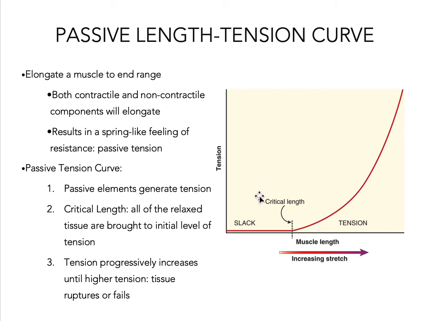At some point, we reach a critical length when all of the relaxed tissues are brought to initial level of tension. So it's slightly past neutral position in your wrist. And finally, as you keep going into an extended position of the wrist, tension is progressively increasing until higher tension. At some point, when you reach the highest tension, the tissue will rupture or fail. So this was passive length tension curve.